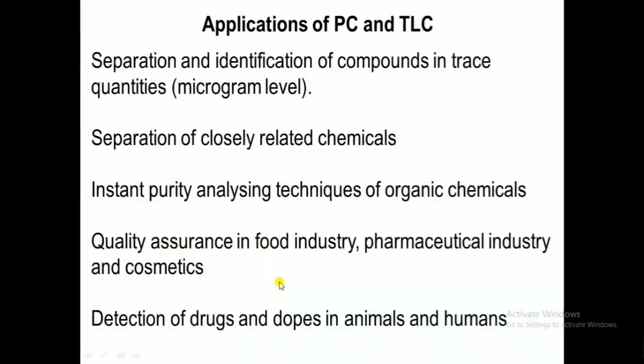It is used in quality assurance in the food industry, pharmaceutical industry, and cosmetics. You can also use these techniques for detection of drugs and dopes in animals and humans.